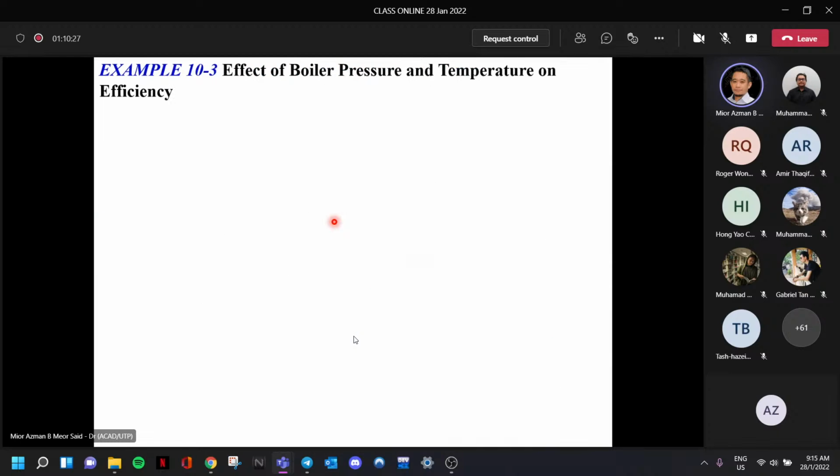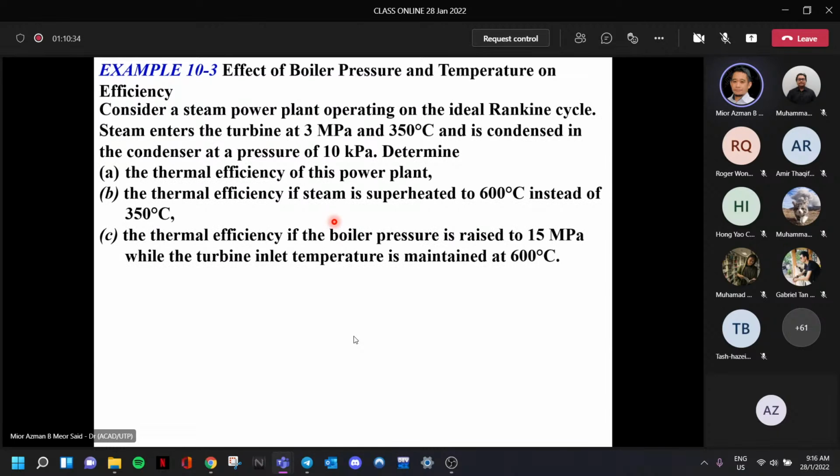Okay, so if no question, we move on to the example here. Effect of boiler pressure and temperature on the efficiency. All right, we consider the steam power plant that we have solved earlier. It enters the turbine at 3 megapascal, 350 degrees, the same as the previous example. But now we lower the pressure, instead of 75 kilopascal, to 10 kilopascal, so much lower than the example before. What's going to happen to the thermal efficiency of this power plant?